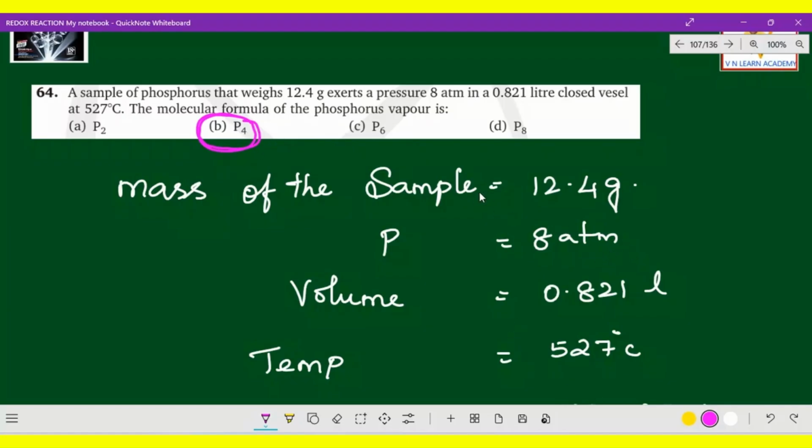If you want, you can check with the number of moles also. Number of moles is given mass by molecular mass, and then you will get the number of atoms present. Whichever question they ask, if you know the concept thoroughly, you are able to solve it, and you can check whether the answer is correct or not. Hope you got the clarity. Let us go to the next question.